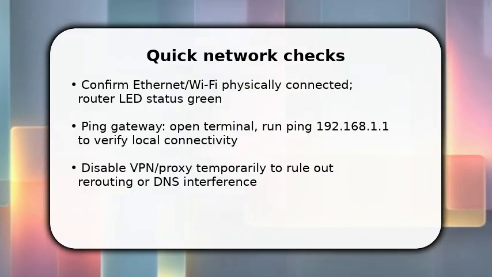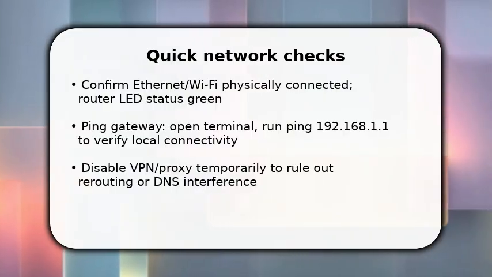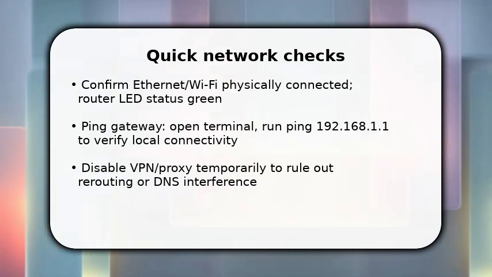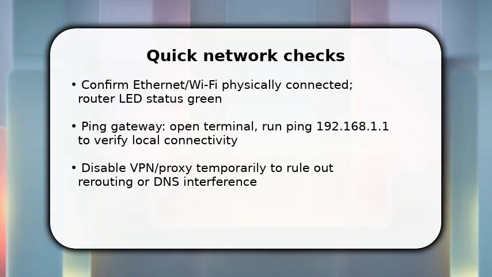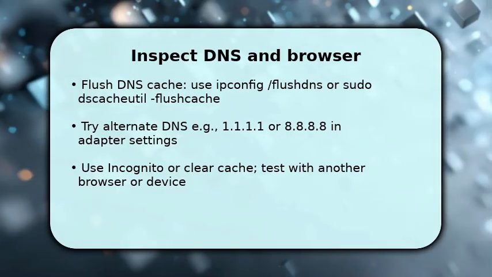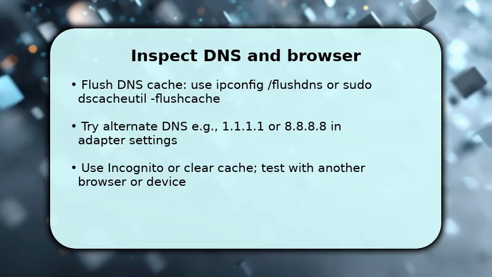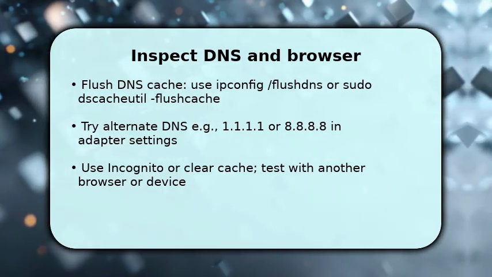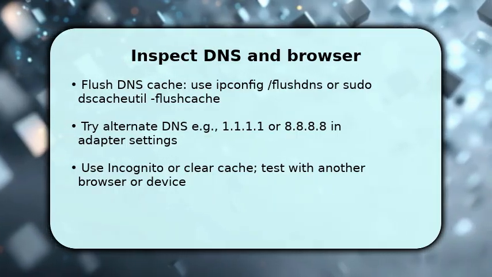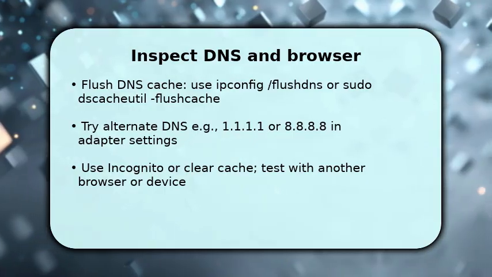If ping works, proceed. If not, reboot modem and router, wait 1 minute, and retest connectivity before moving to DNS or browser steps. Next, you narrow the problem to name resolution and client state. Flush your DNS cache to remove stale records, then set a reliable public DNS like 1.1.1.1 or 8.8.8.8 to bypass ISP DNS issues. Once changed, restart the browser and use incognito mode to rule out extensions or cached errors.